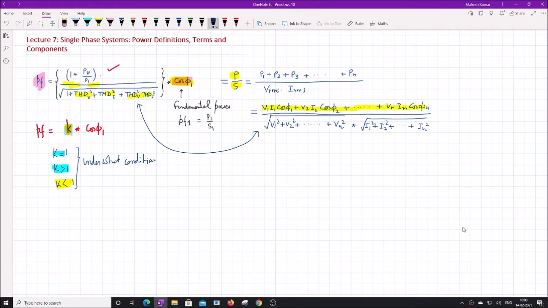Suppose we have a resistive circuit like this, being supplied by a voltage source which is distorted and has a voltage of v equal to root 2 Vn sine n omega t, where n is equal to 1 to infinity. So basically it contains all the harmonics. And the current which is flowing in the circuit is i, with resistance R.